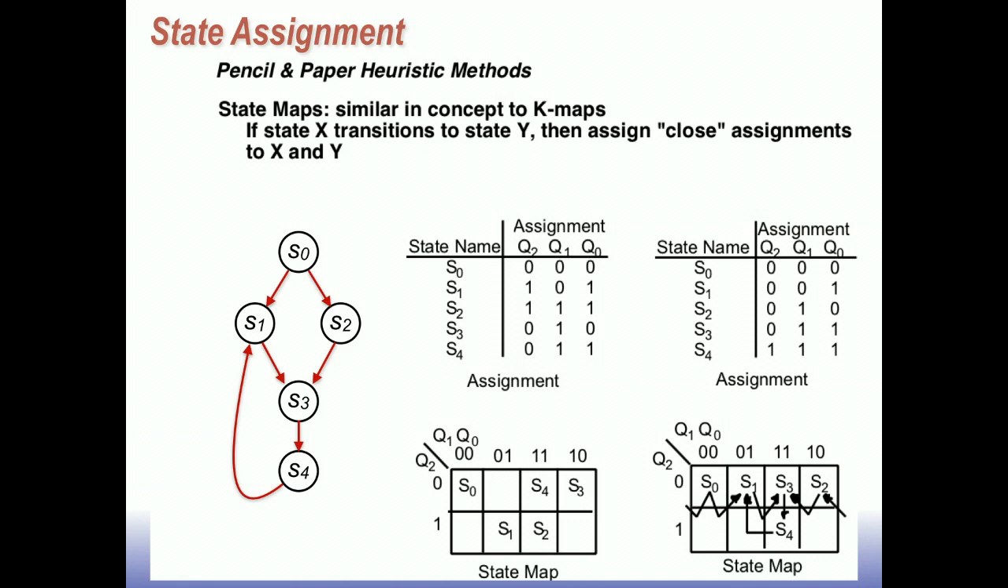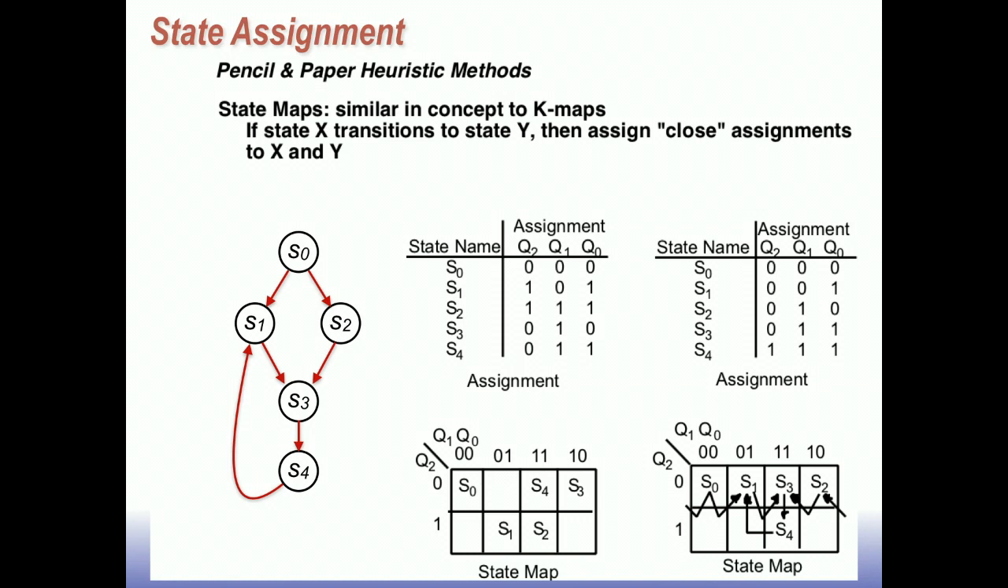And it's not optimally close to S3. It goes back to S1. We can't get it close to both S3 and S1, so we have to make a compromise somewhere. But you could believe me if I tell you this is a better state assignment, and it's going to lead to a more minimal circuit. Right? So that's the basic idea here.